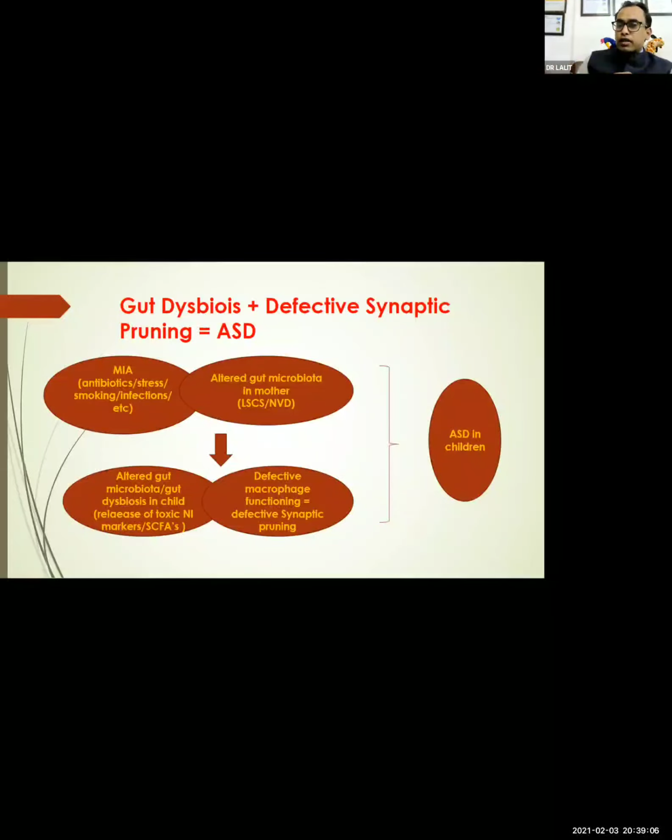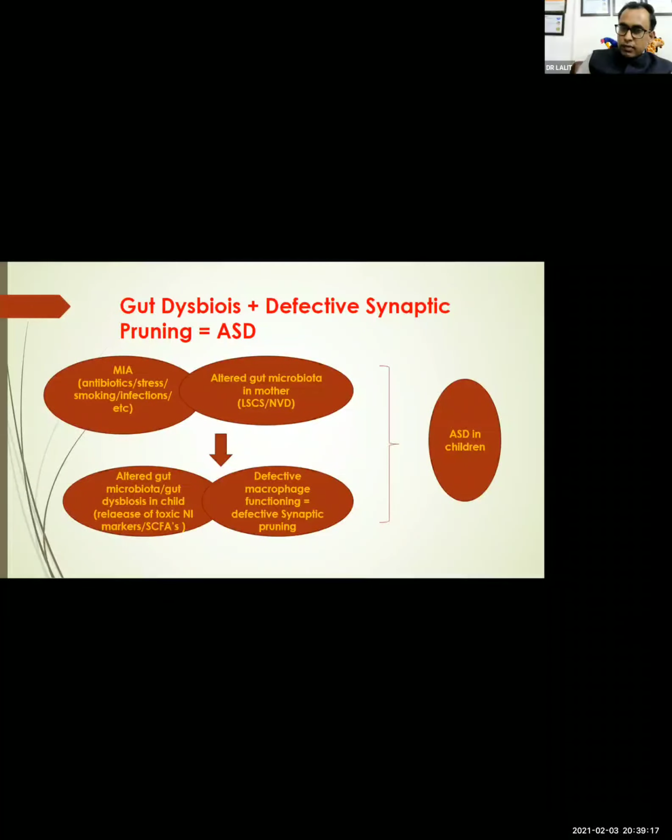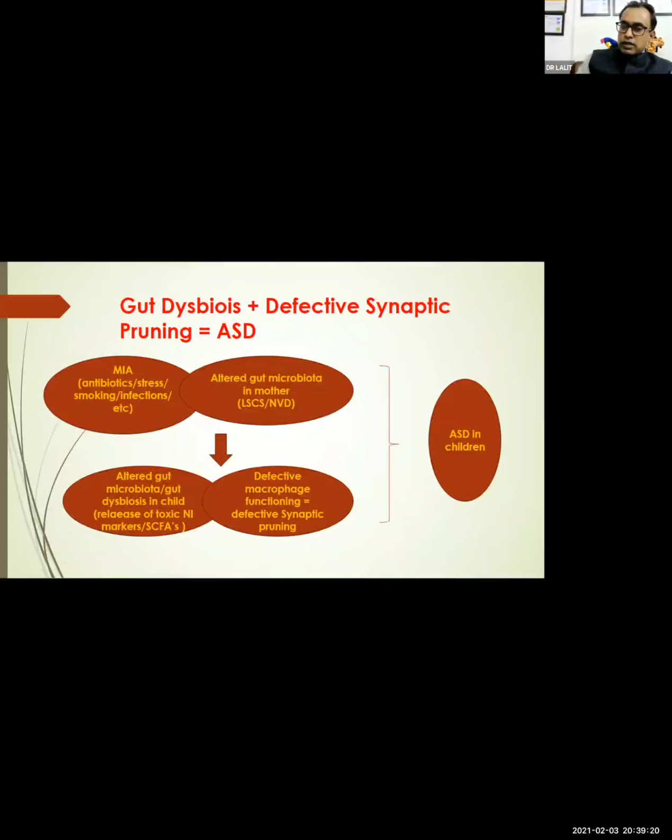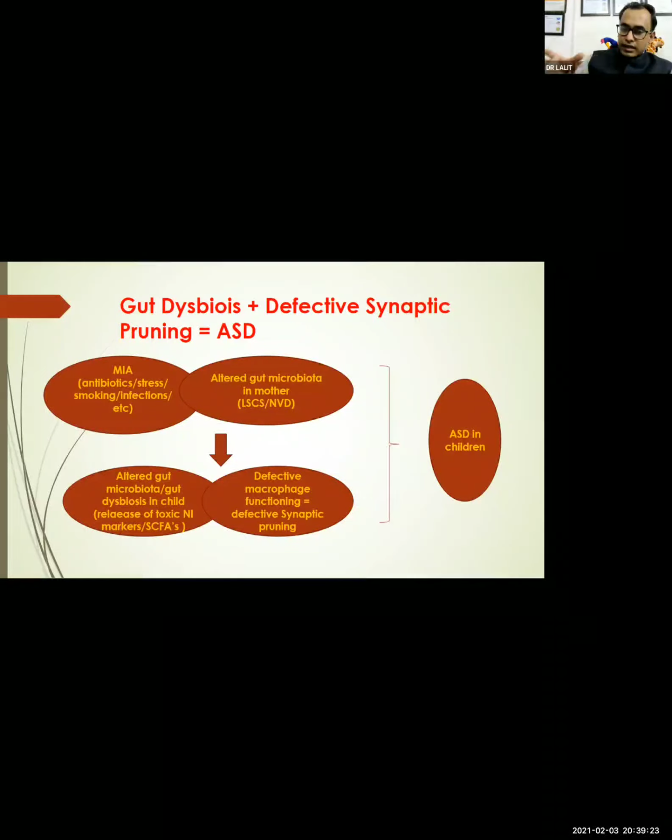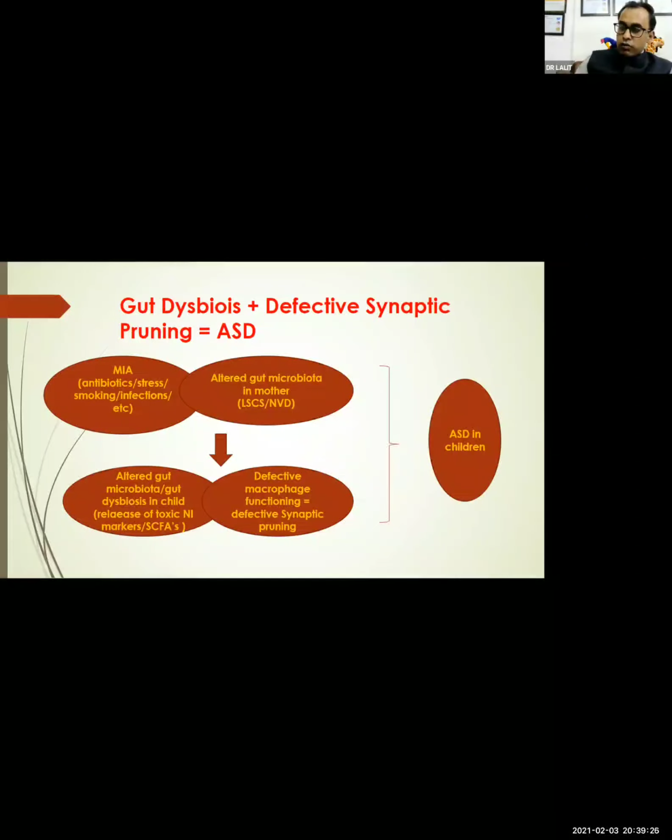and altered gut microbiota in the mother, which can affect the gut microbiota in the child, depending upon what type of delivery the child has been delivered by. This gut dysbiosis then causes the release of neurotoxins, interleukin, etc. There is a release of short chain fatty acids, which further releases these toxins, or what we call neuroinflammatory, which can cause a swelling of the brain. This in fact then causes the disturbance of the macrophage functioning, which in turn causes the defective synaptic pruning. Ultimately, we land up in children developing symptoms of ASD.